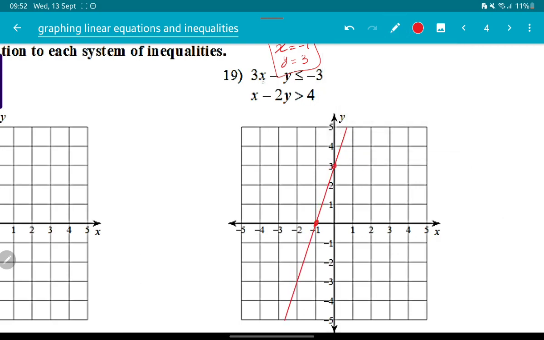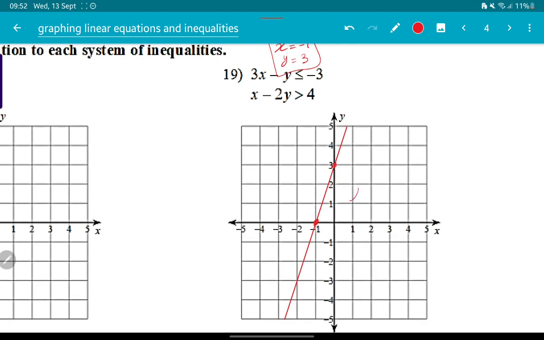Then test the 0, 0 minus 0 less than negative 3, it's wrong because 0 minus 0 is 0 and 0 is greater than negative 3. So the 0 does not satisfy, so we should take this part. Okay.